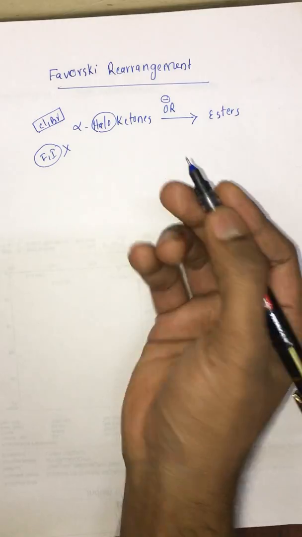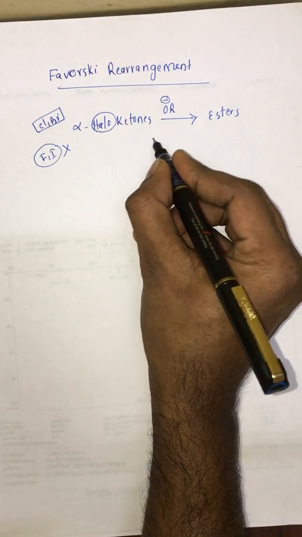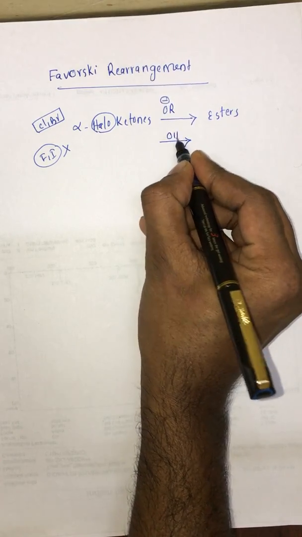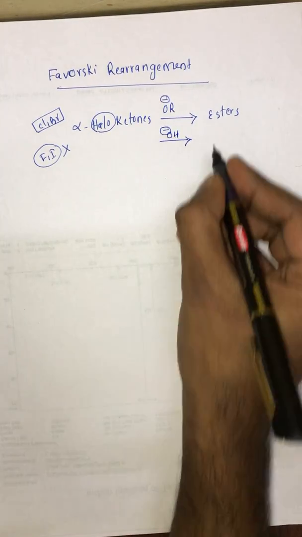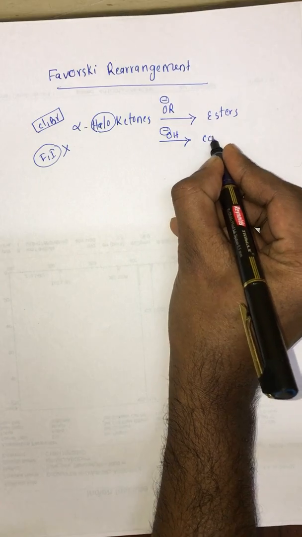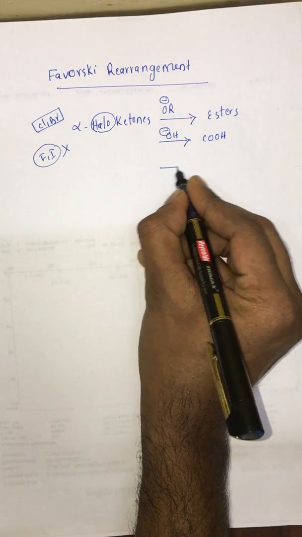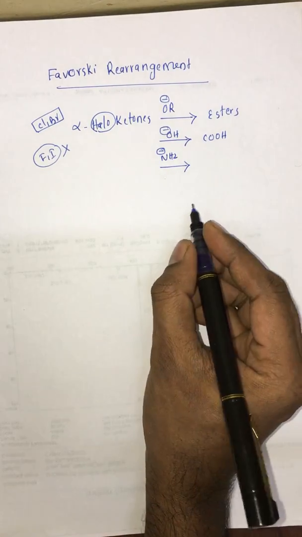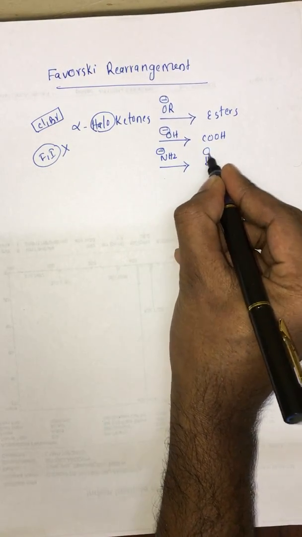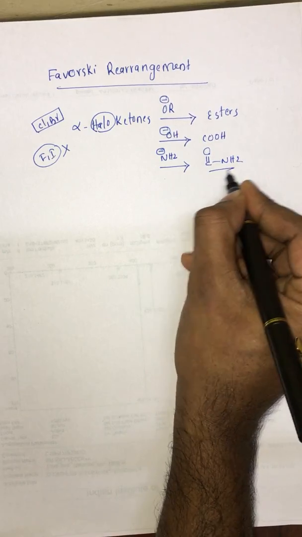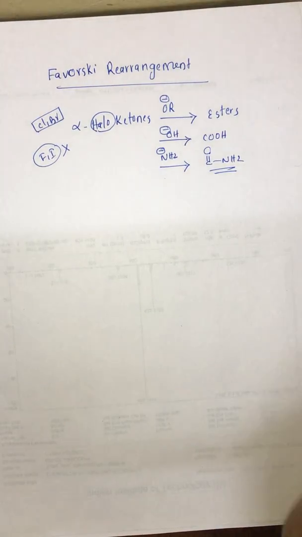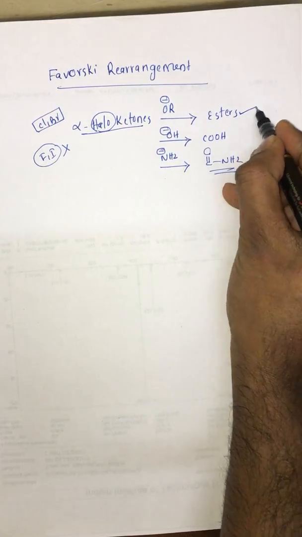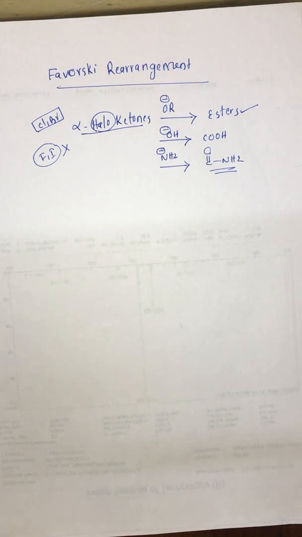And now, here we can also use, instead of alkoxide, hydroxide ion, and then the product we will get is a carboxylic acid. And when we use amide, sorry, NH2 minus, we will get an amide. But Favorskii rearrangement means conversion of alpha halo ketones into esters. This is called the Favorskii rearrangement.